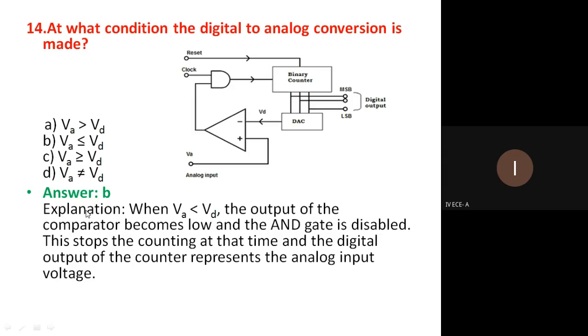Here the answer is B. Explanation: when VA is less than VD, the output of the comparator becomes low and the AND gate is disabled. So this stops the counting at that time, and the digital output of the counter represents the analog input voltage. So when VA is less than or equal to VD, the output of the comparator becomes low.